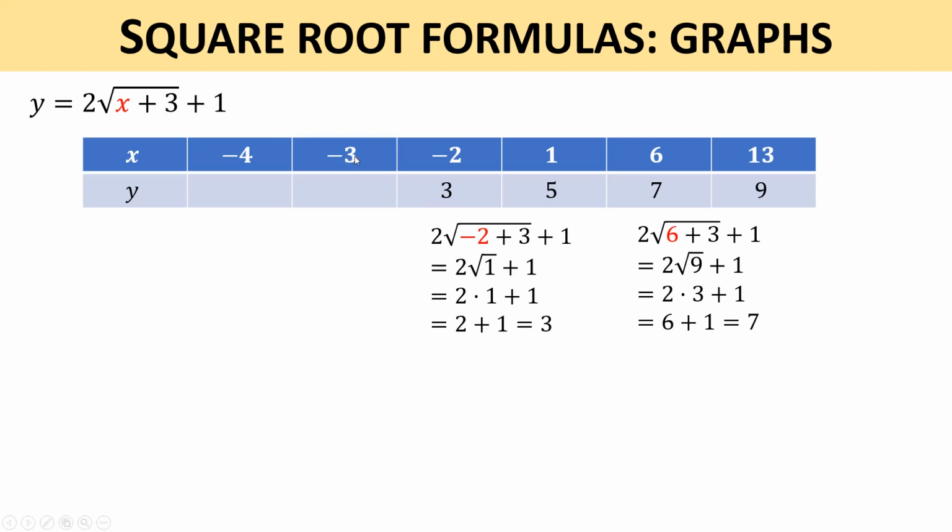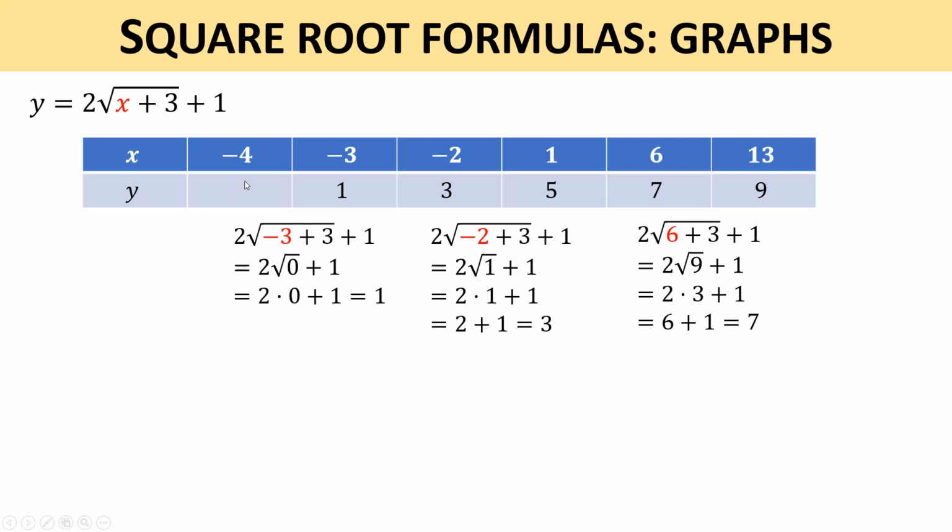When x equals minus 3, what do we get? Well, under the square root sign, we get a 0, right? Minus 3 plus 3 is 0. So we get 2 times the square root of 0 plus 1. The square root of 0 is 0, because 0 squared is 0. So we get 2 times 0 plus 1. Well, this is 0, of course. So we're just left with 1. So when x is minus 3, y is 1.